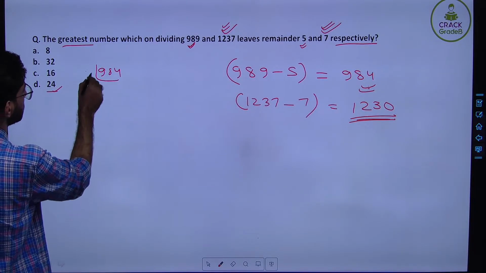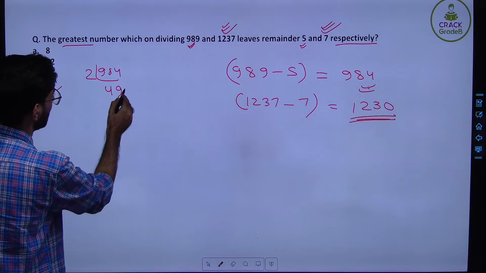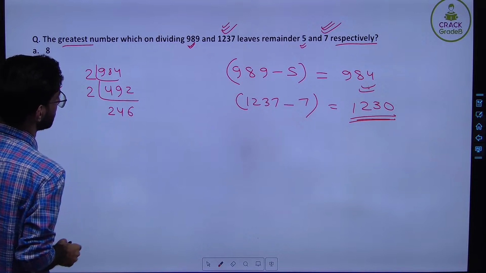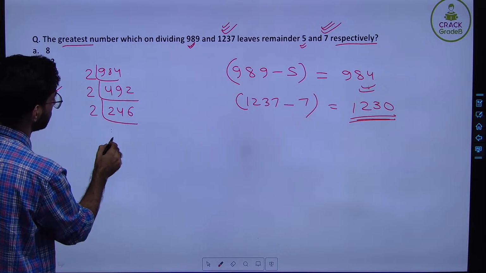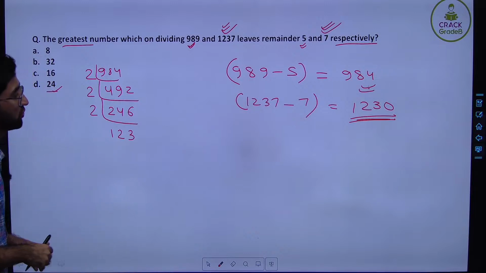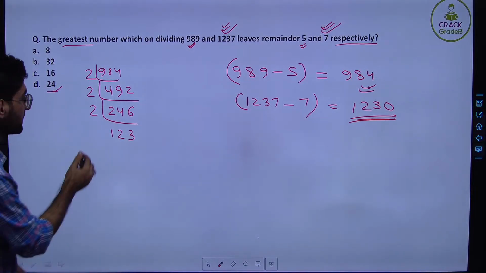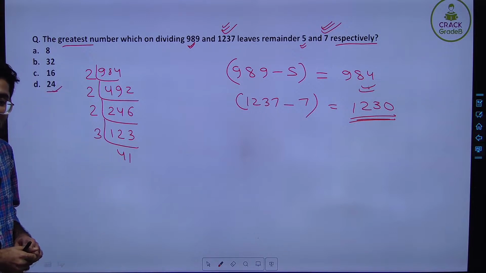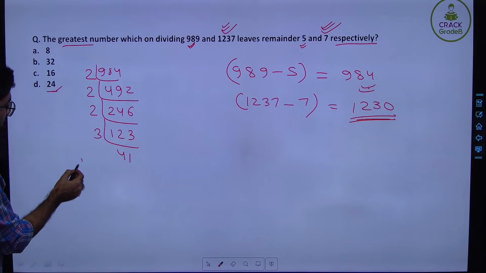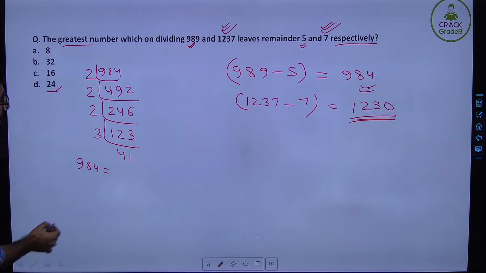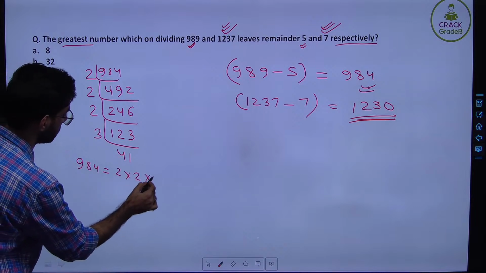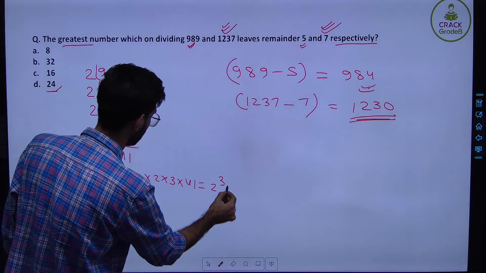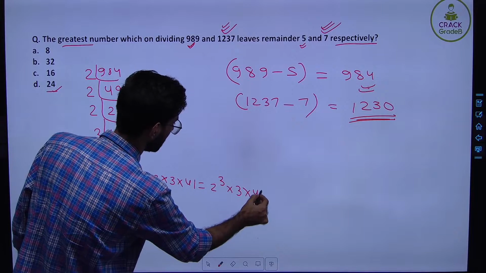Again, 2 into 492, then 2 into 246, then 2 into 123. So this is divisible by 3 into 41. 41 is a prime number. So we can write 984 as 2 into 2 into 2 into 3 into 41, which means we can write 984 as 2 to the power 3 into 3 into 41.